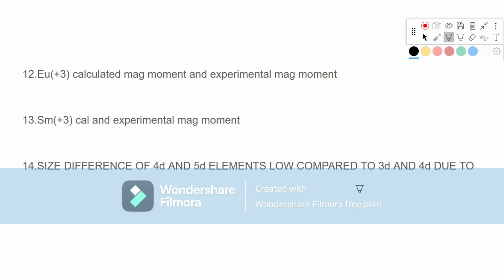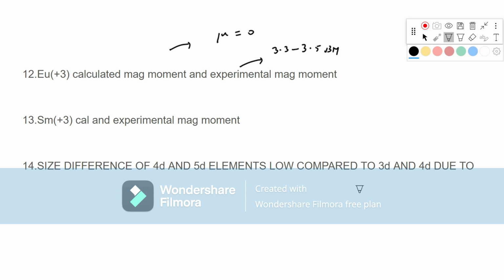So the calculated magnetic moment for europium plus 3 is mu equal to 0. You can take the electronic configuration and fill the electrons, you will get mu equal to 0. And the experimental value is 3.32 to 3.5 BM. So remember these magnetic moments if you can. These two magnetic moments are very, very important.